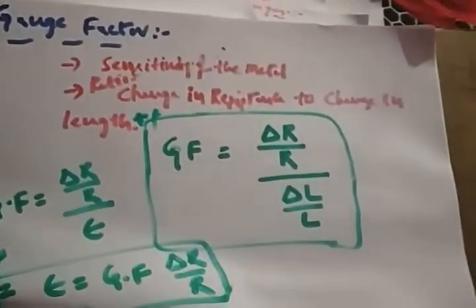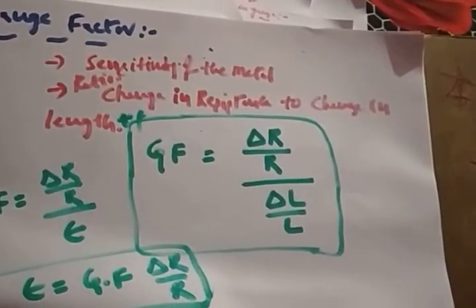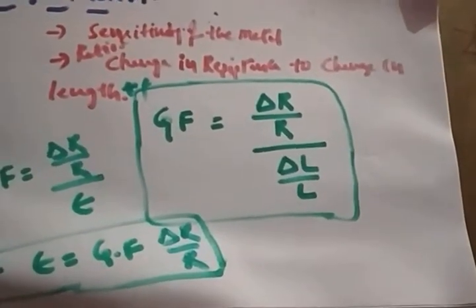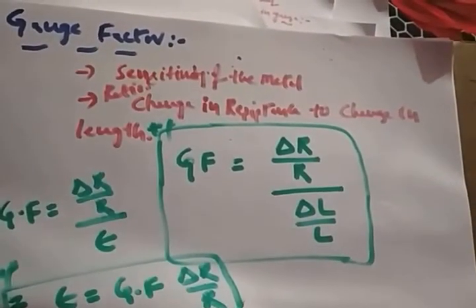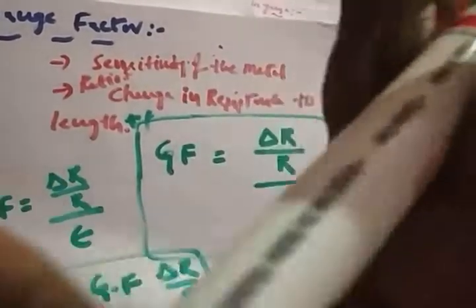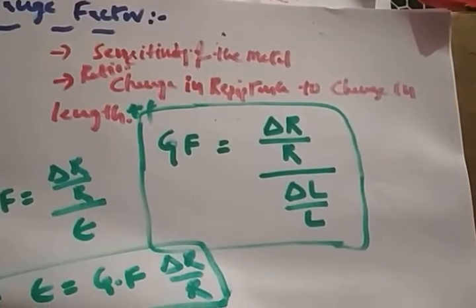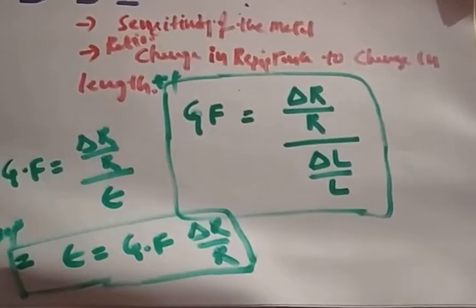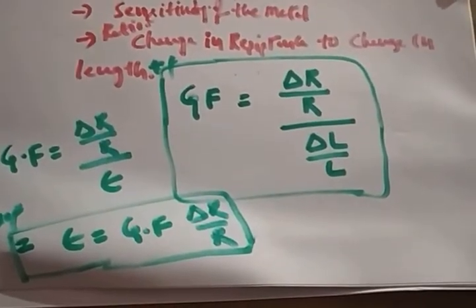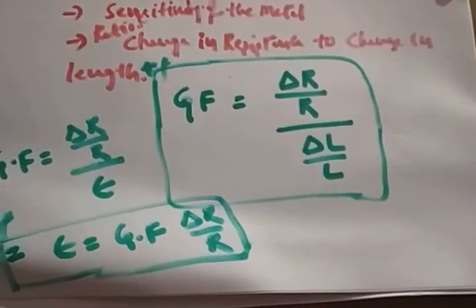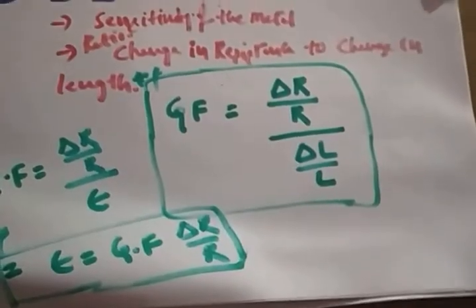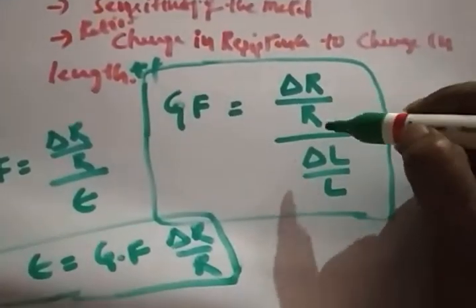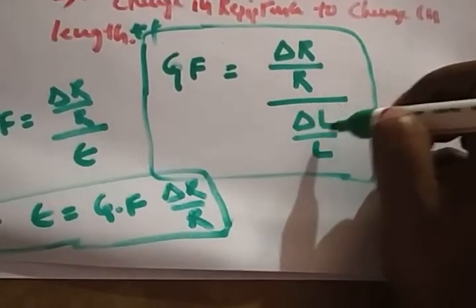So what is a gauge factor? It is the ratio of the change in the resistance to the change in the length. In order to find the change in resistance, first you have to find out the gauge factor of your strain gauge. It gives the sensitivity of the material that you are using. If the gauge factor increases, the sensitivity of the material in your strain gauge is higher. What is the gauge factor? Delta R by R over delta L by L.